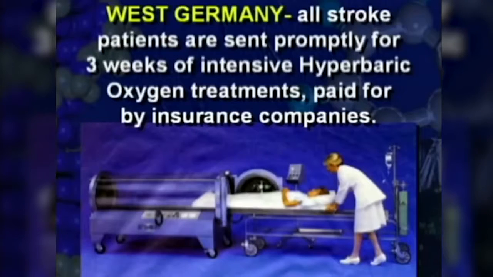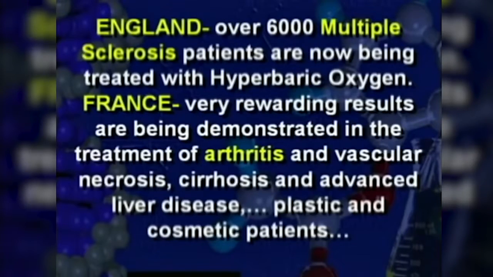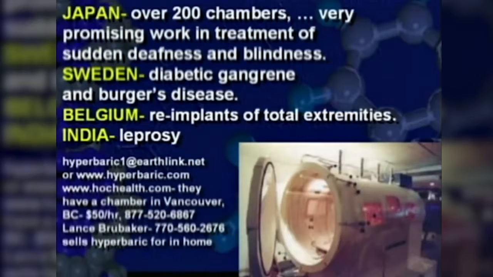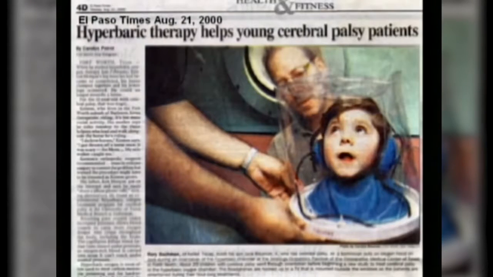Okay. West Germany is treating stroke patients with hyperbaric oxygen, getting incredible recovery from strokes. In England, they're treating multiple sclerosis. They treat all kinds of diseases with hyperbaric chambers. In India, they're treating leprosy, getting incredible results. Here's a kid being treated for cerebral palsy with hyperbaric oxygen.